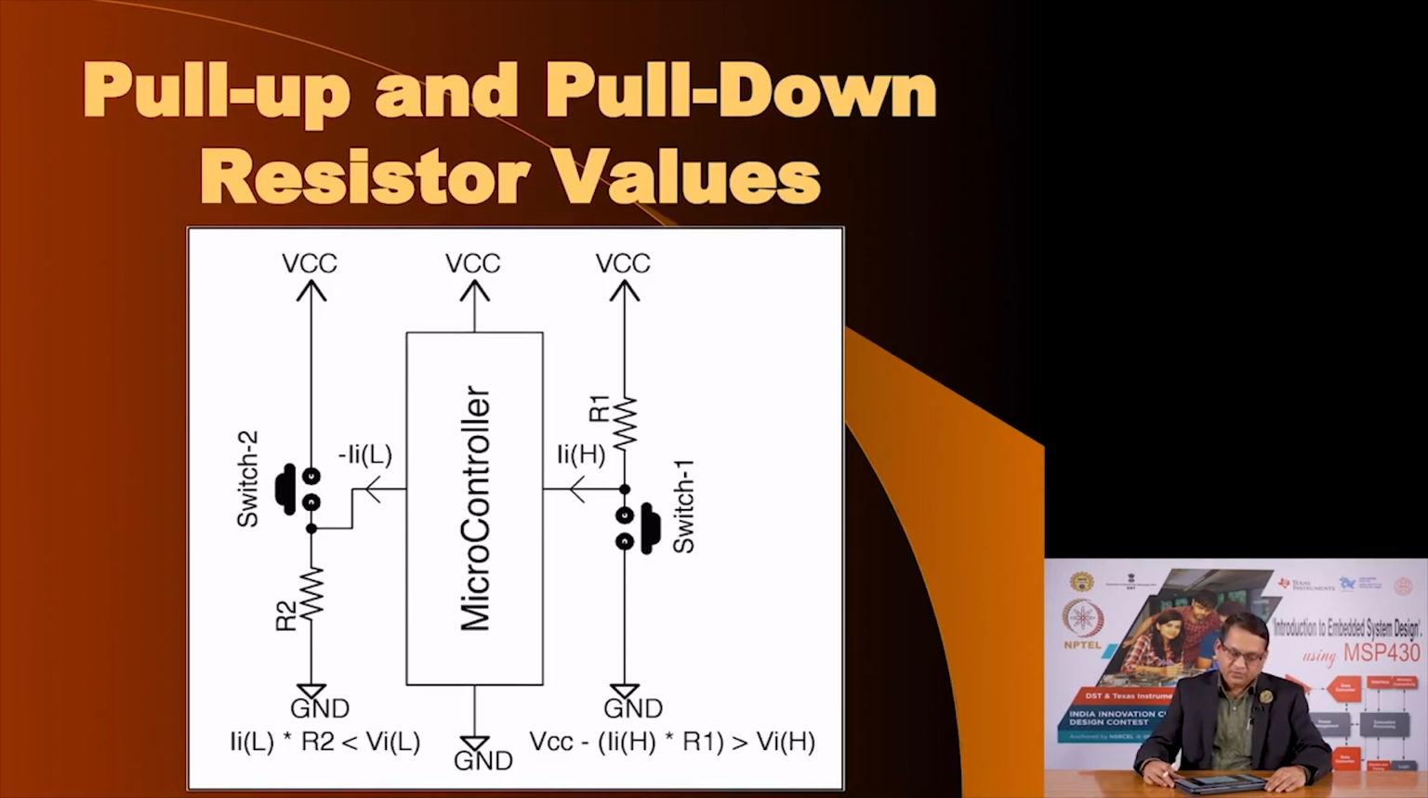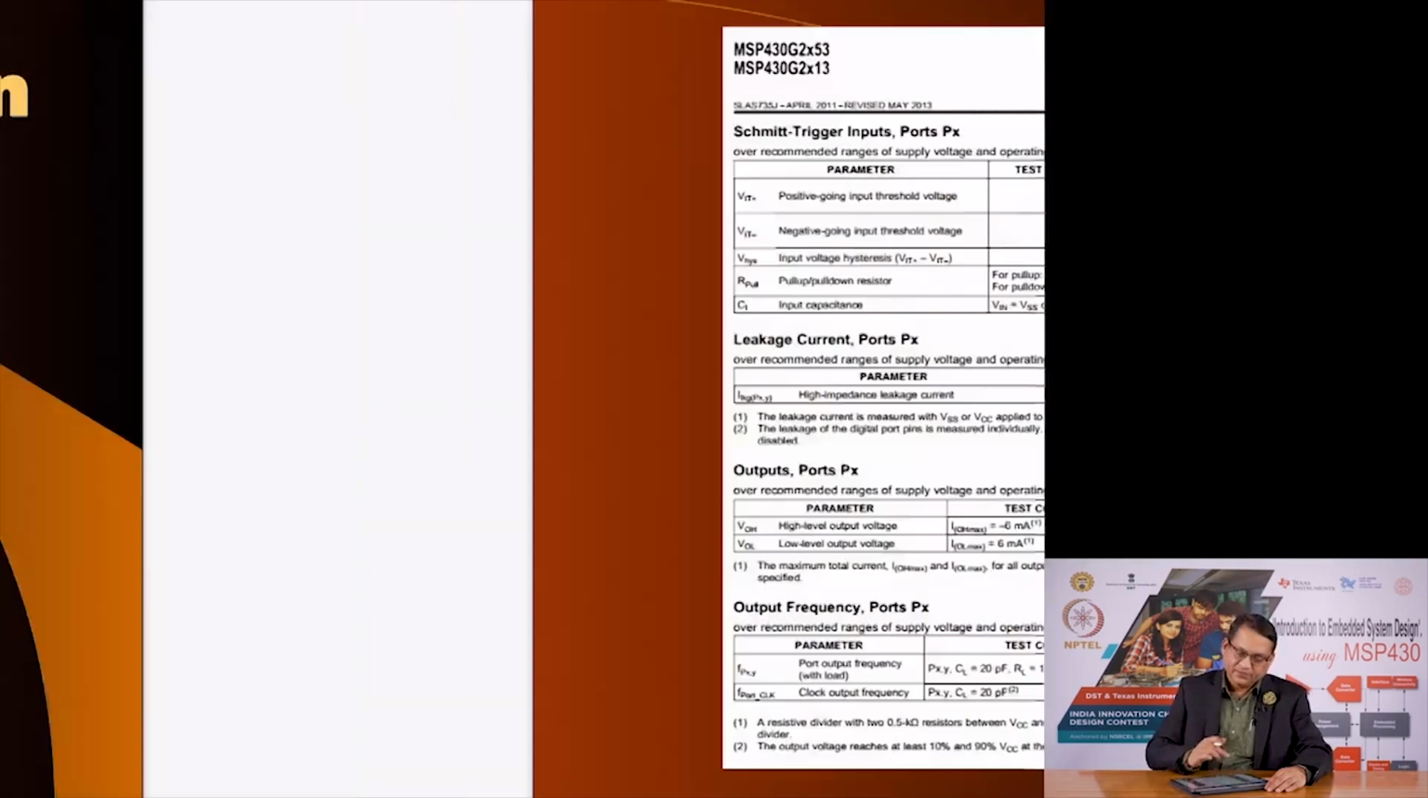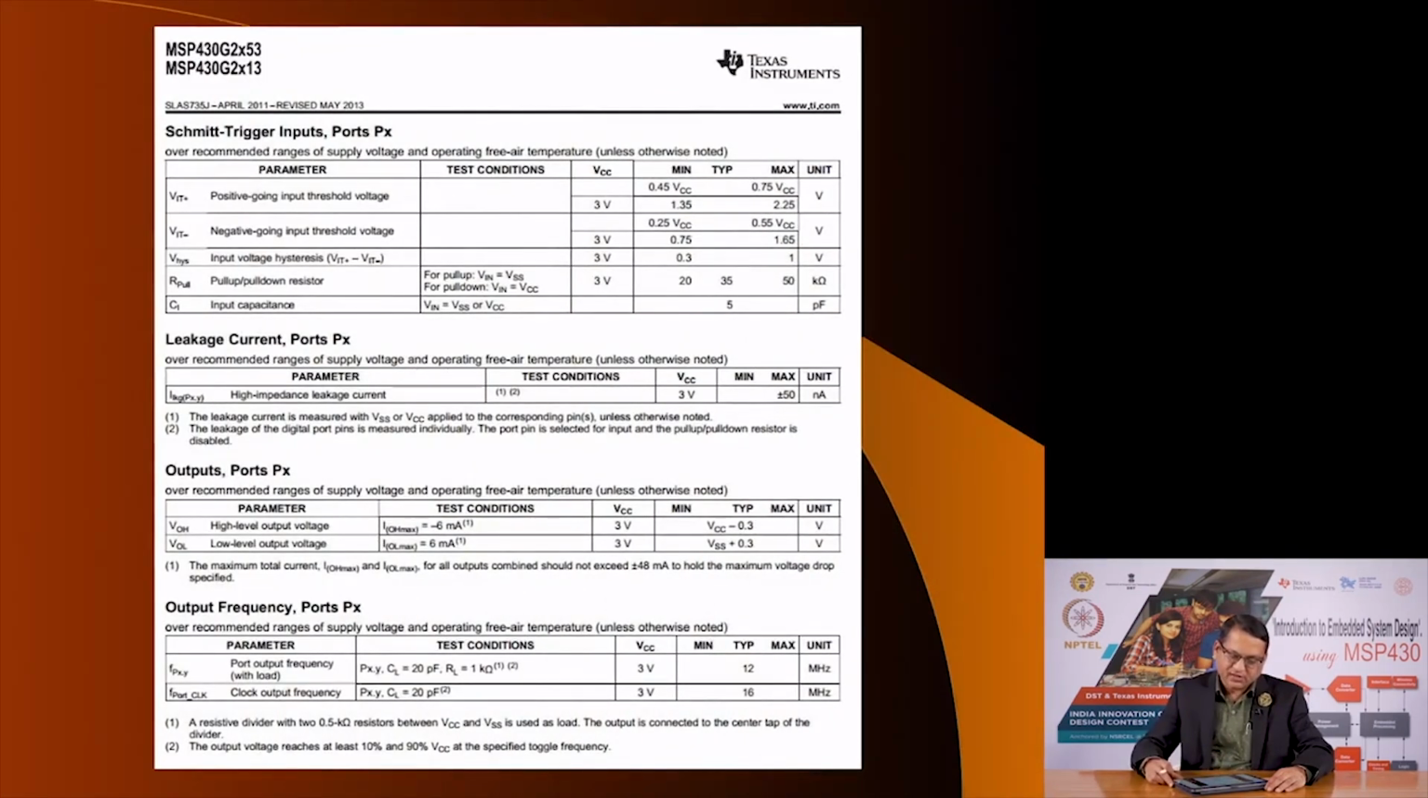whatever be the situation. So, let us see the relevant portions of the data sheet of MSP 430, so that we can estimate the value of the pull up and pull down resistors. Here is a page from the data sheet. This part talks about the logic thresholds that an MSP 430 recognizes, and it has options for 3 volts, and we are going to use that.